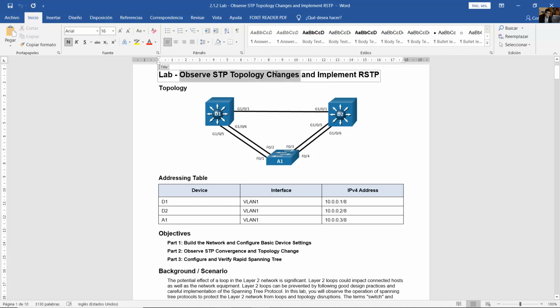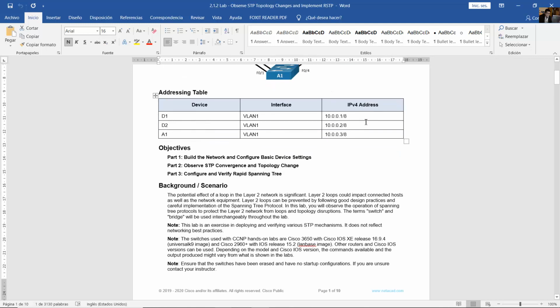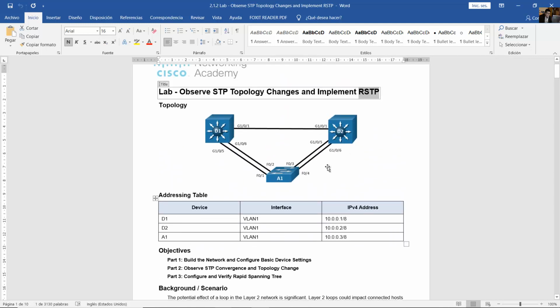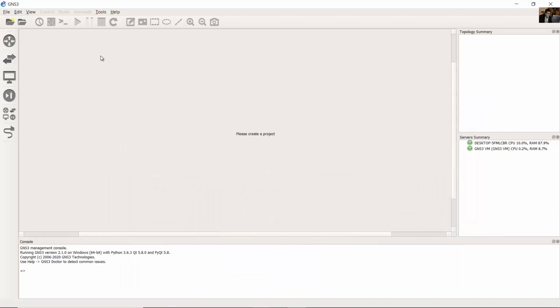Observe STP topology changes and implement RSTP. Spanning Tree Protocol and Rapid Spanning Tree Protocol. This topology. I will use GNS3.